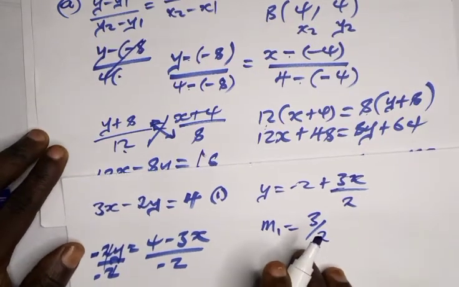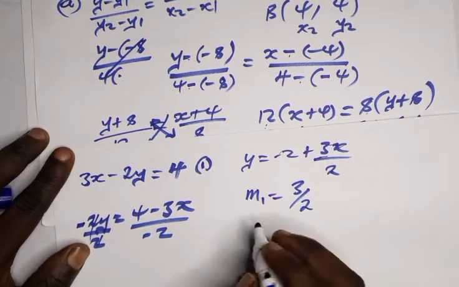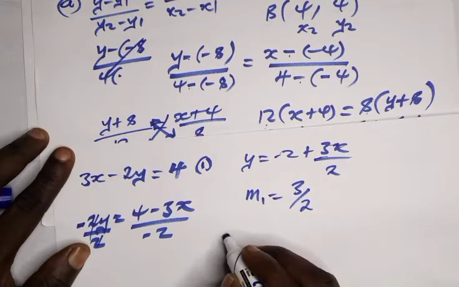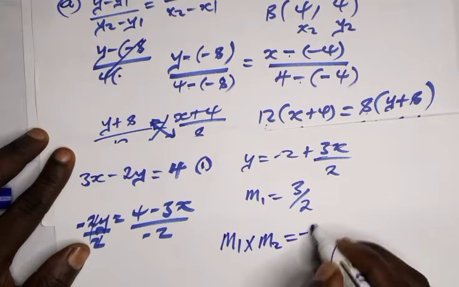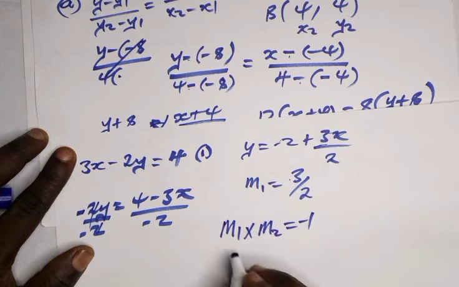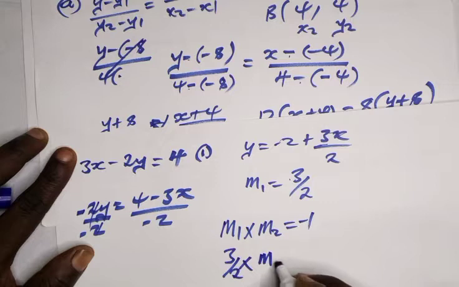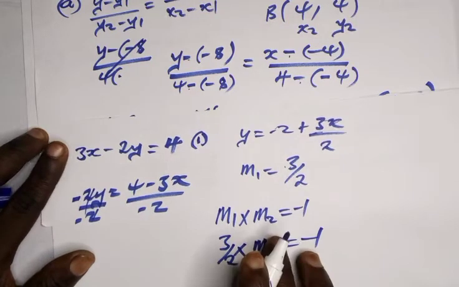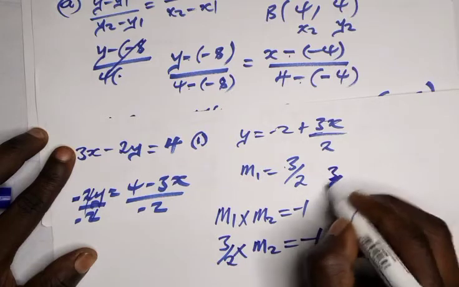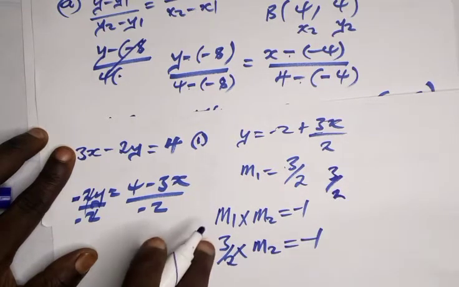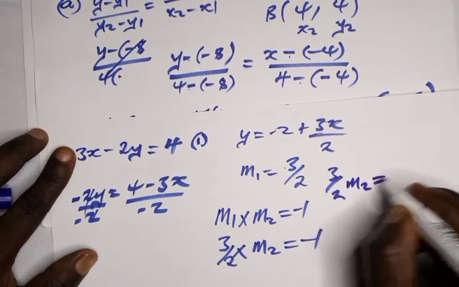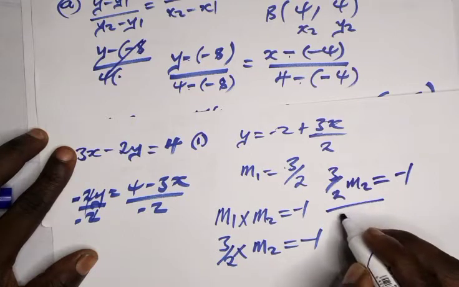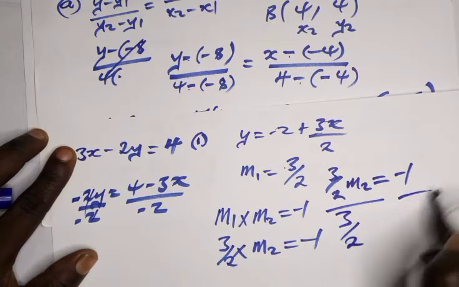Let's find the gradient m2. It will be m1 times m2 equals minus 1. m1 is 3 over 2 multiplied by m2, which equals minus 1. When we multiply 3 over 2 times m2, we have 3 over 2 m2 equals minus 1. Then we divide by 3 over 2.